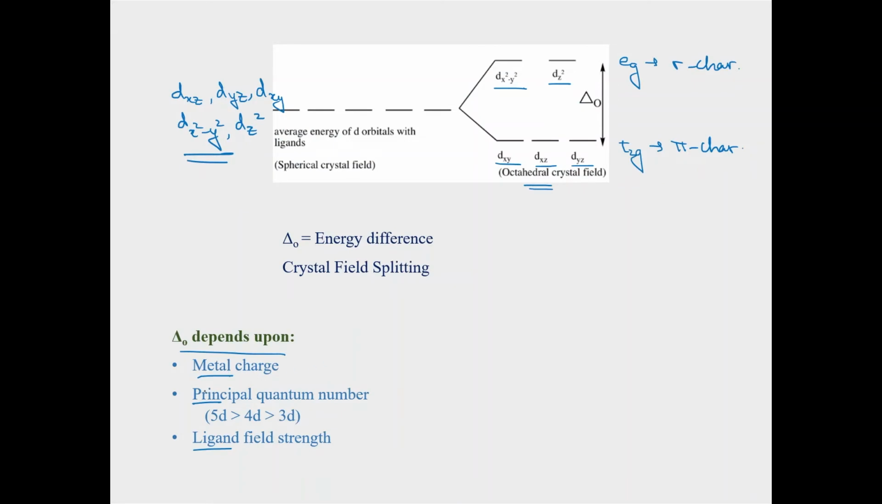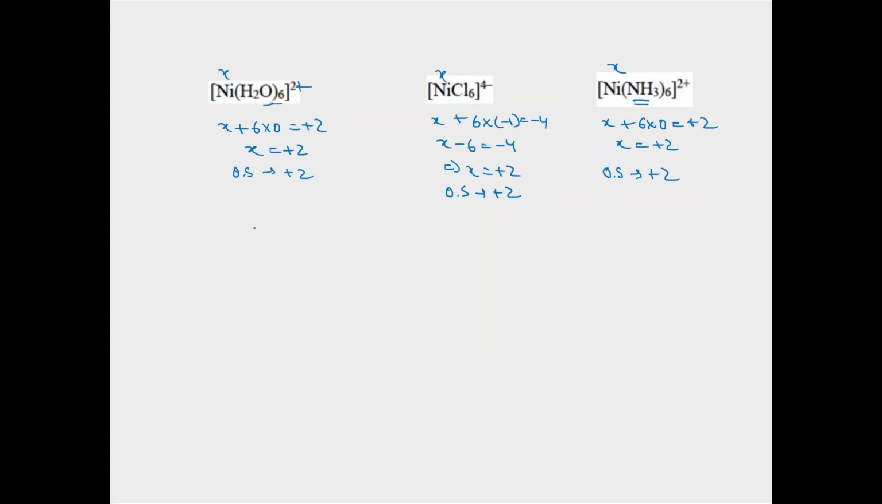Now the next factor is principal quantum number. In all the three cases, the metal present is nickel, so we can't compare on the basis of this factor also. The other factor on which delta O depends is the ligand field strength. Here we can see that in the three complexes, the ligands given are different. One is having water as the ligand, one is having chlorine, and the other one is having NH3.